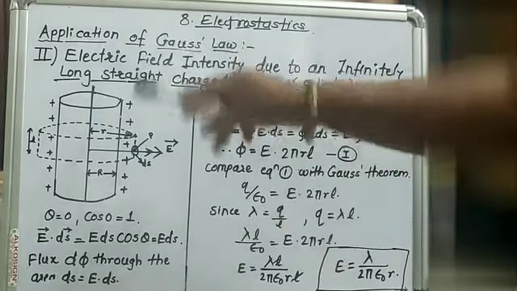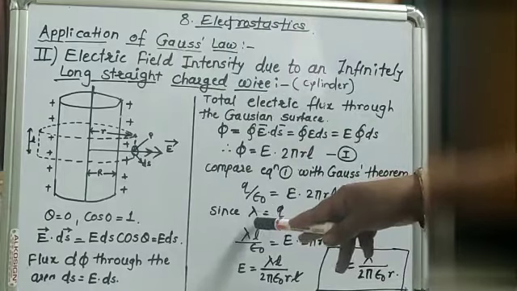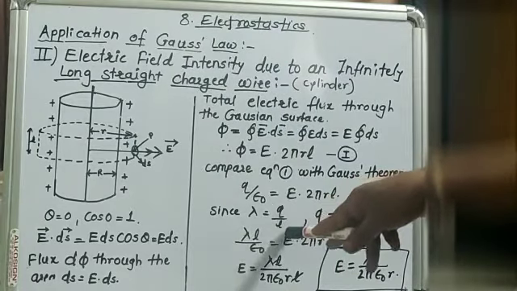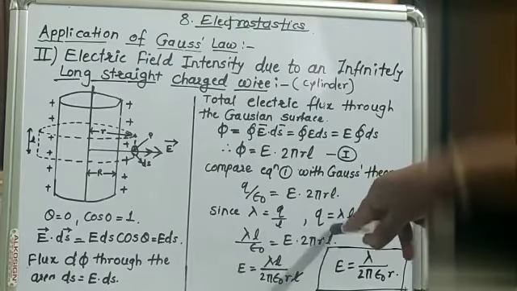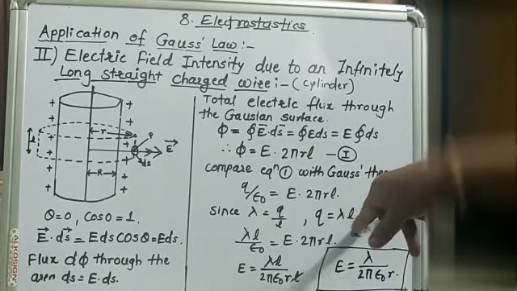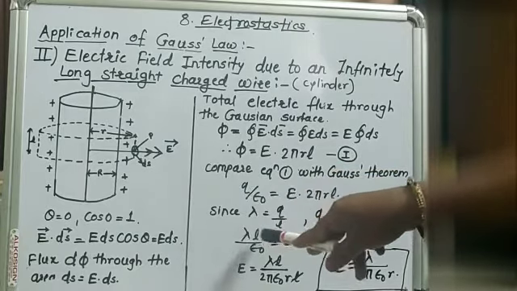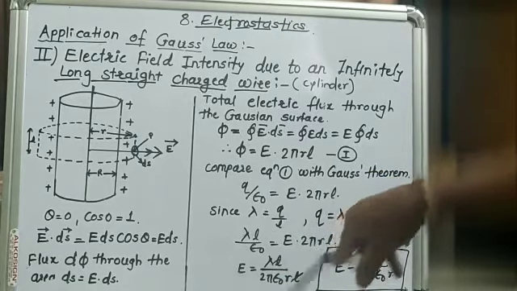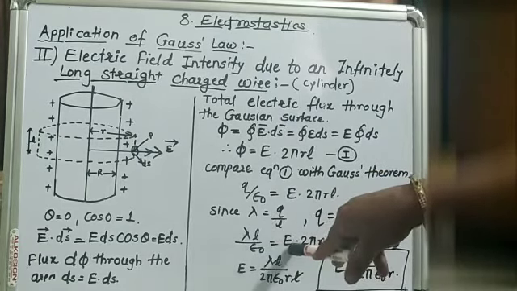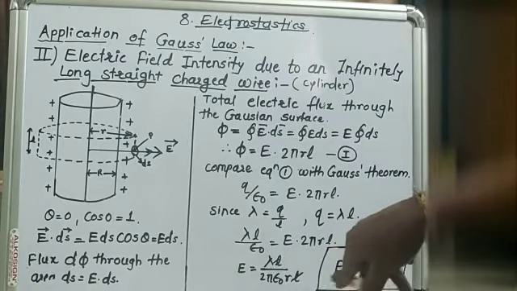Because we take a straight charged wire, we consider the linear charge density lambda, which is equal to q upon L. Rearranging, q is equal to lambda into L. Substituting this value, lambda L upon epsilon 0 is equal to E into 2 pi r L. Rearranging in terms of E, since we want the electric field intensity, E is lambda L upon 2 pi epsilon 0 r L. L gets cancelled.